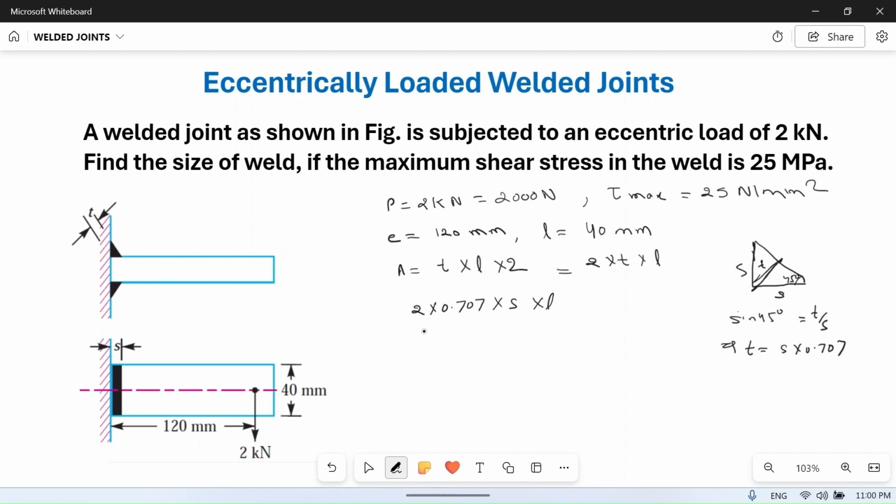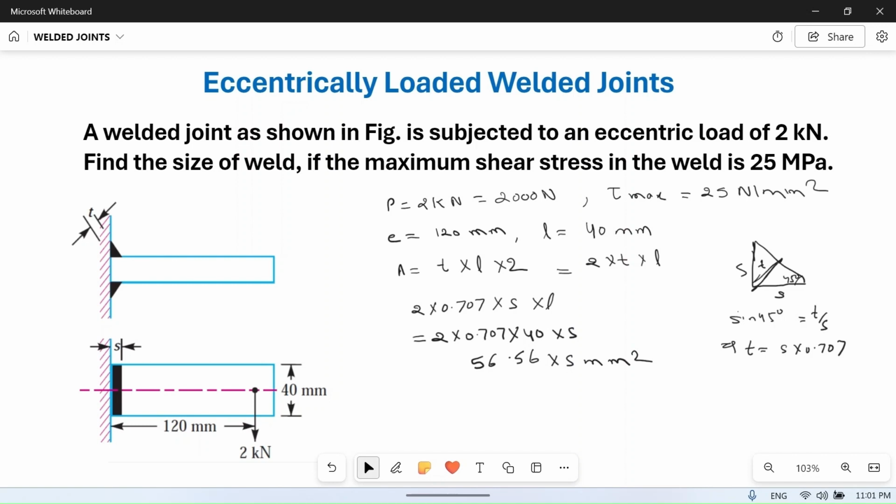So if you keep the values, 2 into 0.707 into L, which is 40, into S. If you multiply it, you will get 2 into 0.707 into 40, 56.56 into S mm square. So this is the area of the weld.